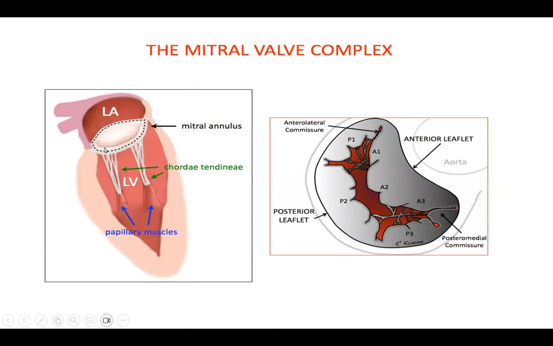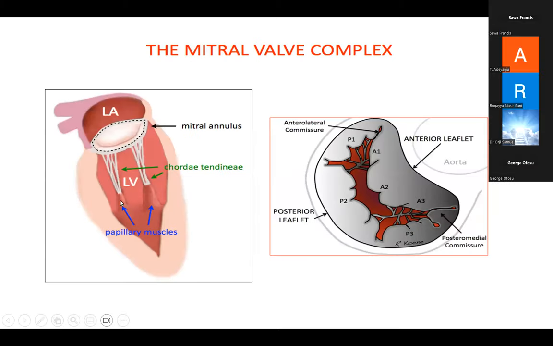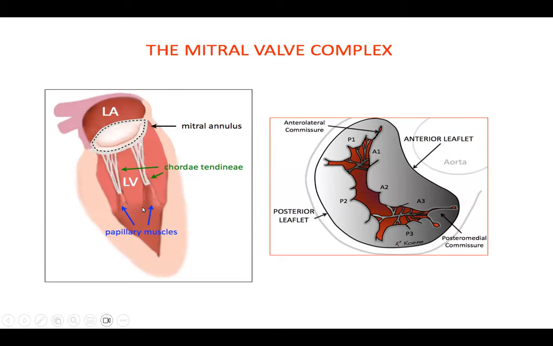So this is a long axis section. We have the papillary muscles, the anterolateral and the posteromedial, with the chordae tendineae attaching to their apices and then attaching to the anterior and posterior mitral valve leaflets.